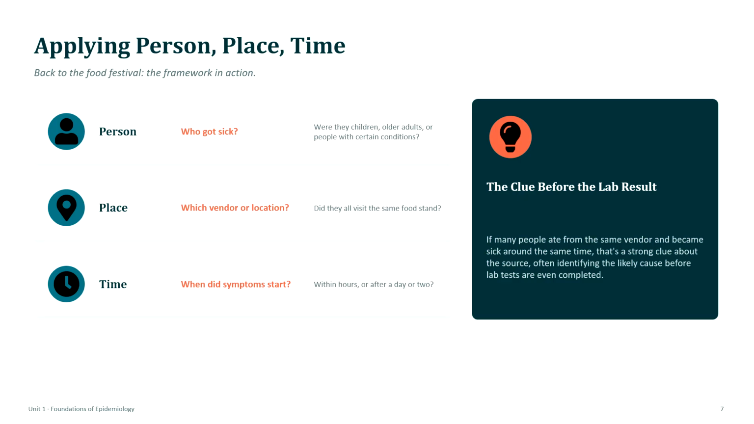Here is the key insight I want you to walk away with. If investigators find that most of the sick attendees ate at the same vendor and got sick around the same time, that's an extremely strong clue, often strong enough to identify the likely source before any lab test comes back. That's the real power of descriptive epidemiology, the speed.